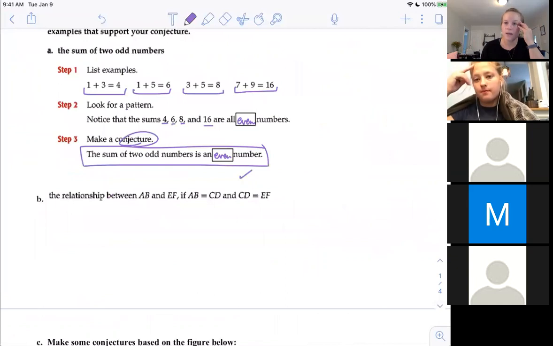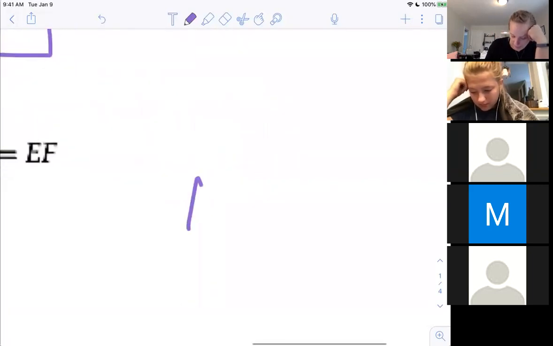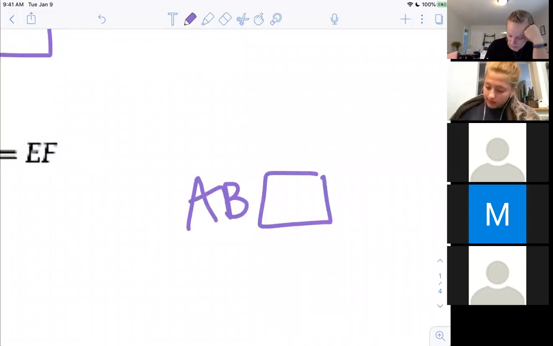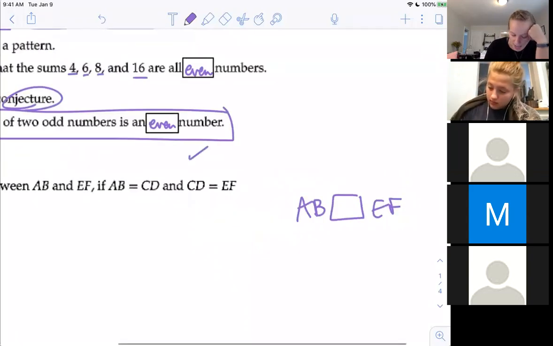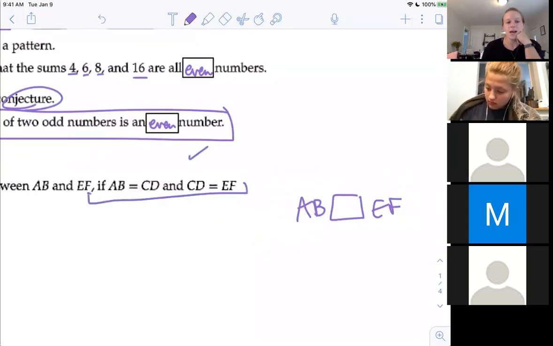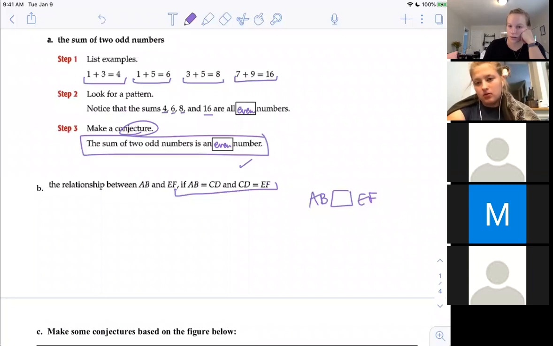Okay? The next one is more of a geometry one. It says, okay, we want to make a conjecture about the relationship between AB and EF. So at the end, I'm going to write something about AB and how it's related to EF. And that's based on this info right here. AB is equal to CD, and CD is equal to EF. Now, you may already think you know what it is by just reading it, which is awesome.